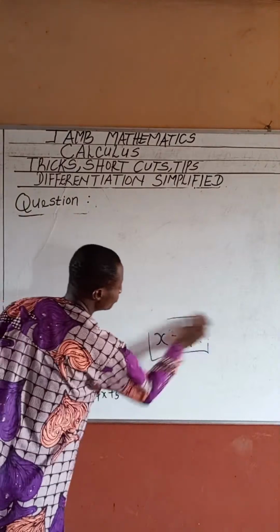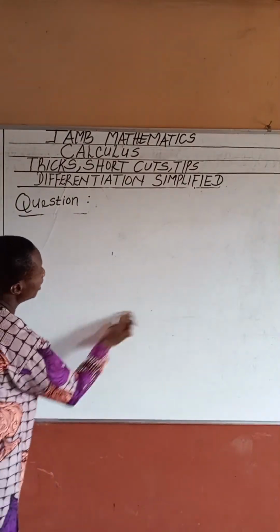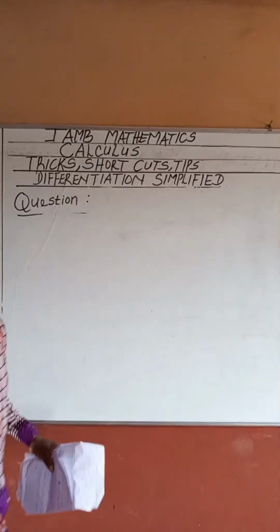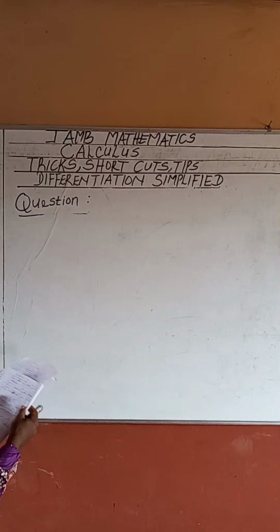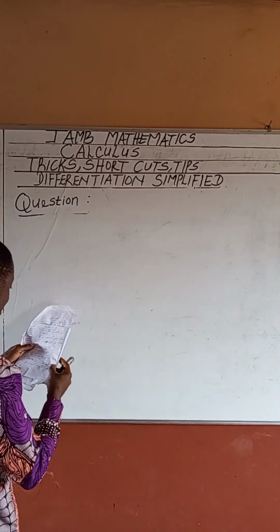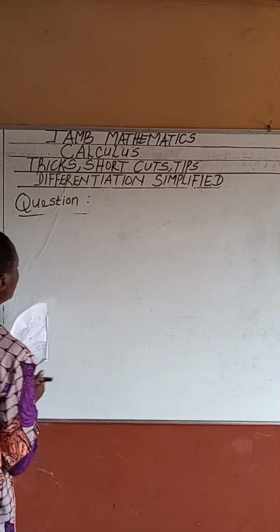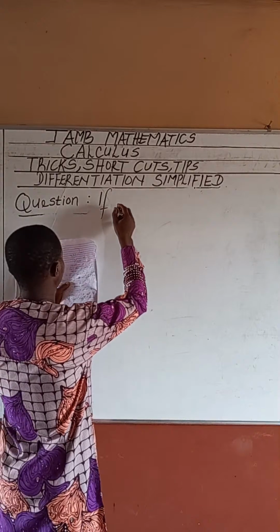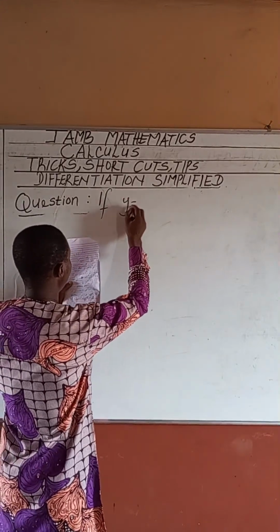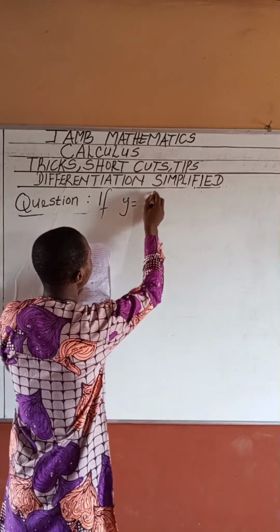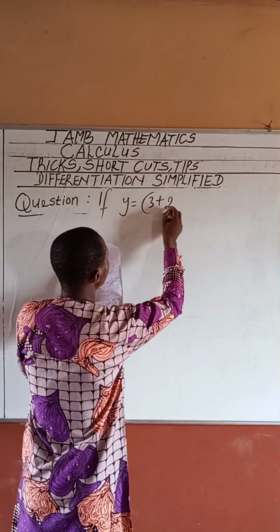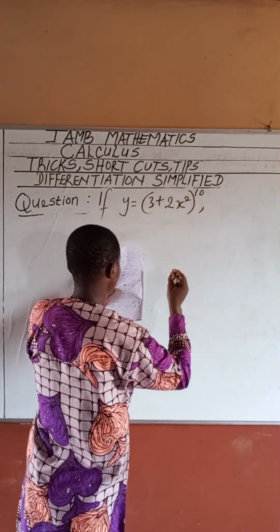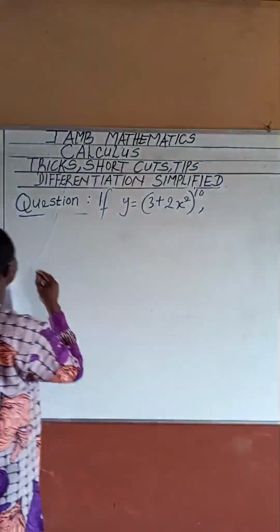Permit me to clean this and move to the next one. Now we are going to take this particular one. If y is equal to (3 plus 2x squared) all raised to power 10, they say we should find dy/dx.